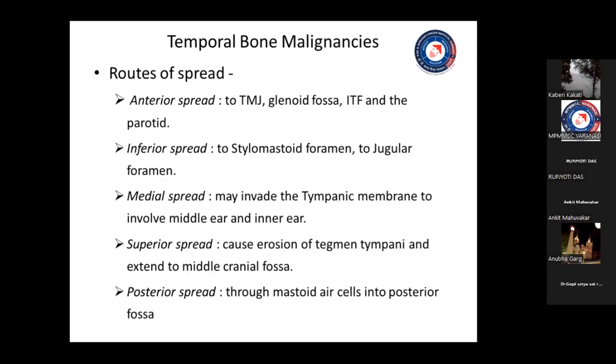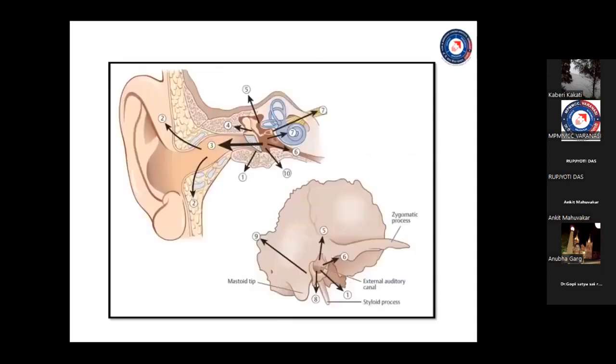Medially, it can spread to invade the tympanic membrane, the middle ear, the inner ear. Superiorly, it can cause erosion of the tegmen tympani and go to the intracranial site. And posteriorly, through the mastoid cells, it can invade the posterior fossa. So these are the various routes by which the tumor can spread.